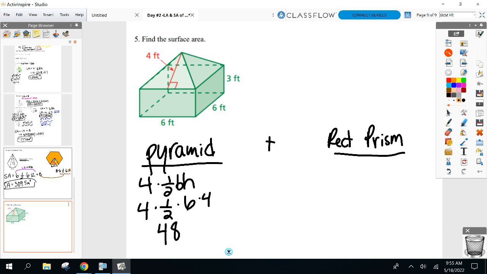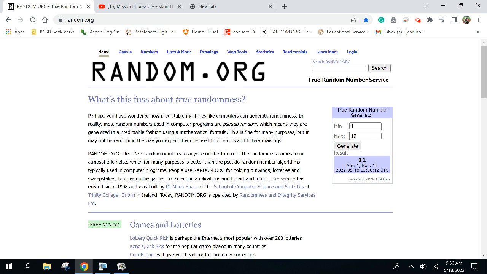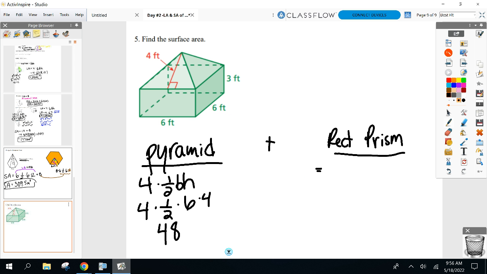Good so far? All right, rectangular prism. How many rectangles are showing? Not all 6 like usual. And not 4 because you got to count the bottom. Bottom counts. So 5, right? The top one is being covered up. All right, so give me the dimensions of one of the rectangles there. 6 by 3.